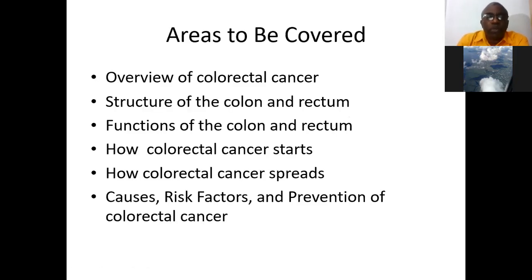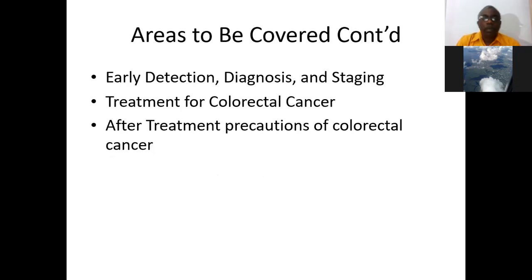All right, so we have some areas that we're going to look at. Overview of colorectal cancer. We want to look at the structure of the colon and rectum. We want to look at the functions of the colon and rectum. We want to look at how colorectal cancer starts and how it spreads. We want to look at some of the causative factors, the risk factors, and possible prevention. We want to look at early detection, diagnosis, and staging for colorectal cancer. And after-treatment precautions for colorectal cancer.